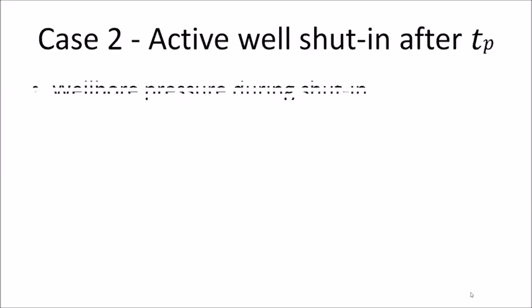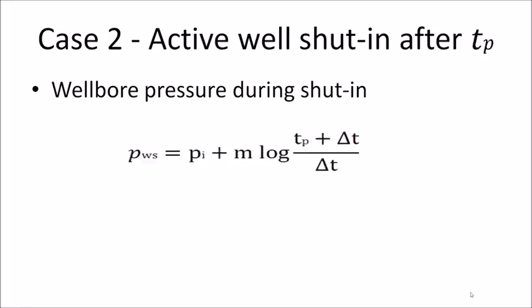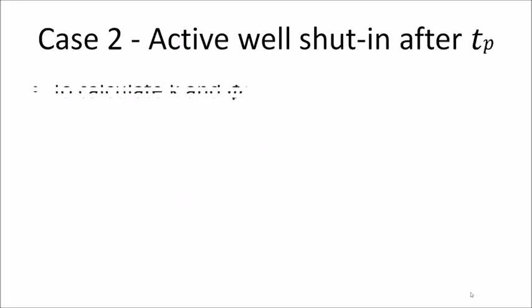Thank you. Here I will explain about case 2, where the active well is shut in after producing for time Tp. For this case, wellbore pressure during shut-in can be calculated using this formula. Pressure equal to Pi plus slope multiplied to log of Tp plus delta T over delta T, where Pi is initial pressure. From this formula, we can calculate permeability and porosity.